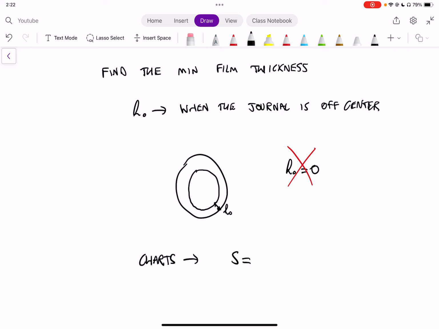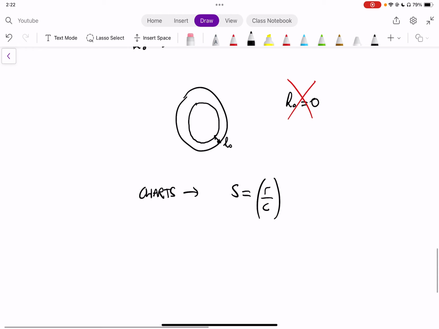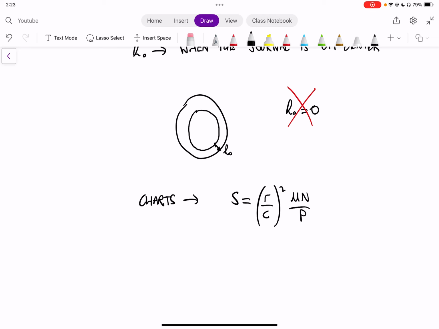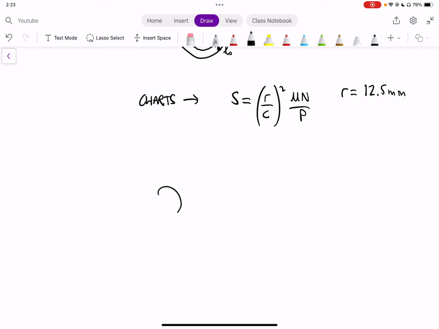We're told that S is equal to (R over C) squared times mu N over P. And that's also given in your formula sheet. It's on the bottom of every graph. Okay, so first things first, we can write R. R is going to be the radius of our journal, which is 12.5 millimeters. Very easy to solve. Now, let's draw a diagram of our system, exaggerated. I'm going to draw with a really big gap, but this is 25 millimeters.